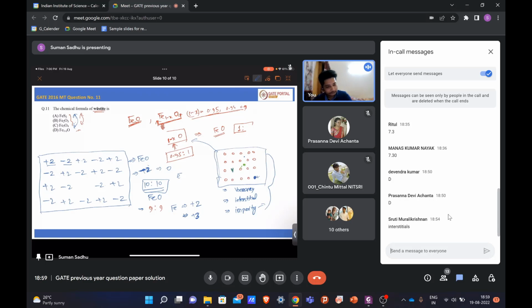So now what it will do, it will remove one electron from this iron. It was plus 2. If one electron is removed, what will it be? It will be plus 3, right?